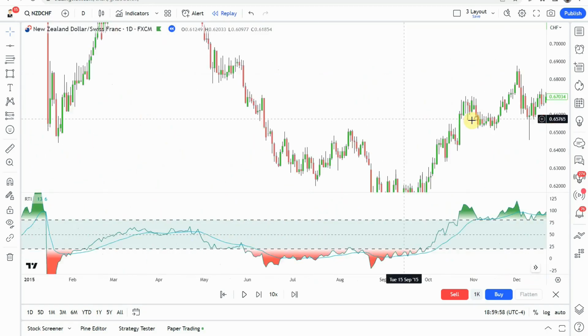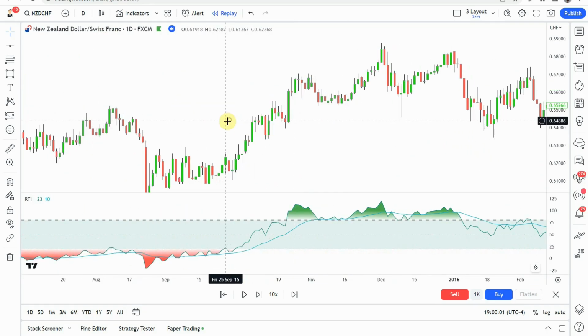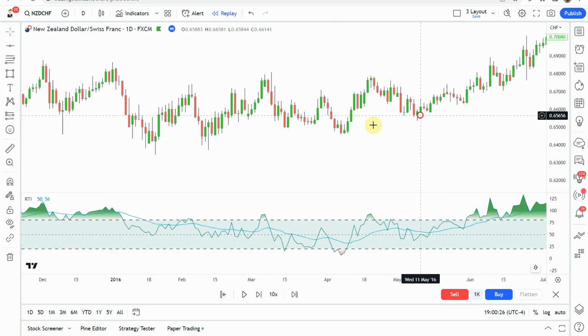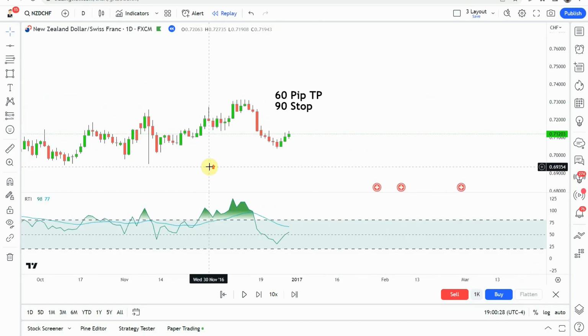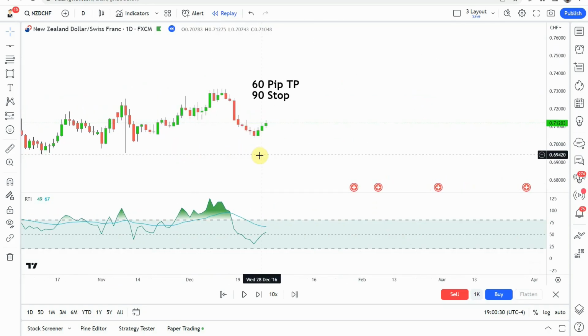And so when we get a green cloud like this, when the relative trend index line crosses above this upper dashed line, that's going to be a signal to go long. When we get a red cloud here and the relative trend index line crosses down below the lower dashed line, that's going to be a signal to go short. So that's how we're going to test it. Let's go ahead and get on with the testing and see what we can get out of it.